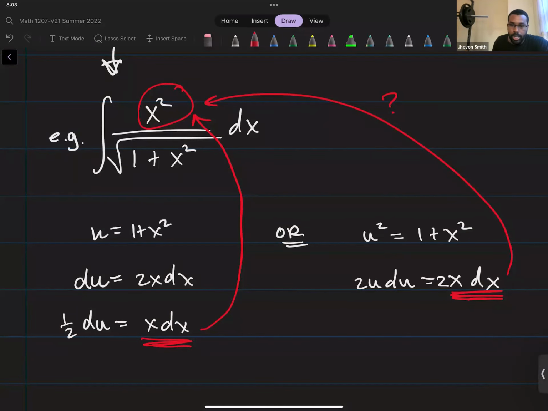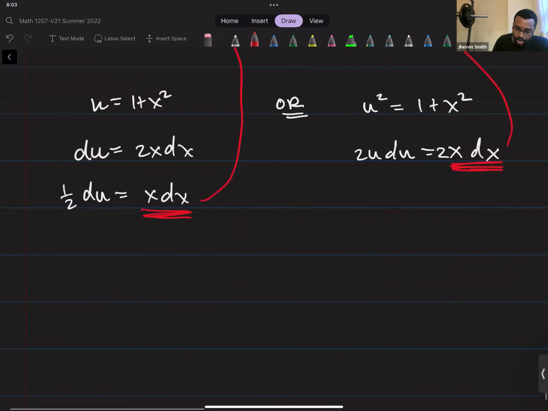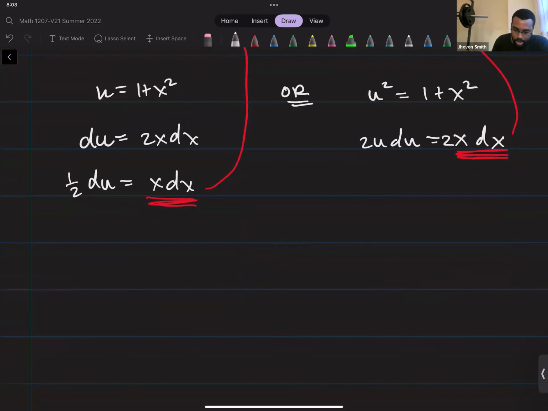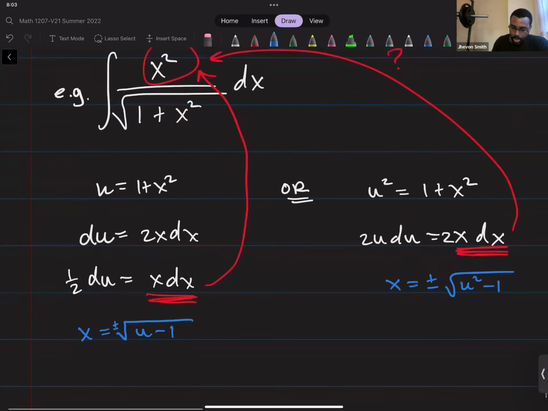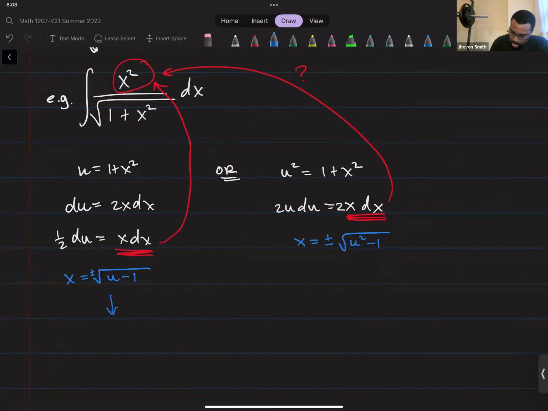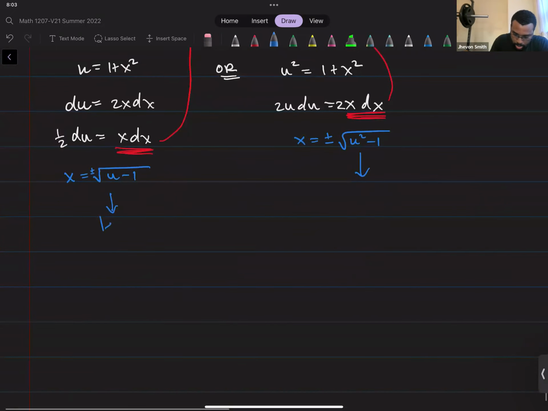And you might think, well, that's not a big deal. Just think of it as x times x. But the problem is here, your x in this case is a radical, right? It'll be a radical, plus or minus u minus 1. Whereas here, your x is going to be a radical u squared minus 1. And both of these lead to a messy integral. An integral we can't solve yet.